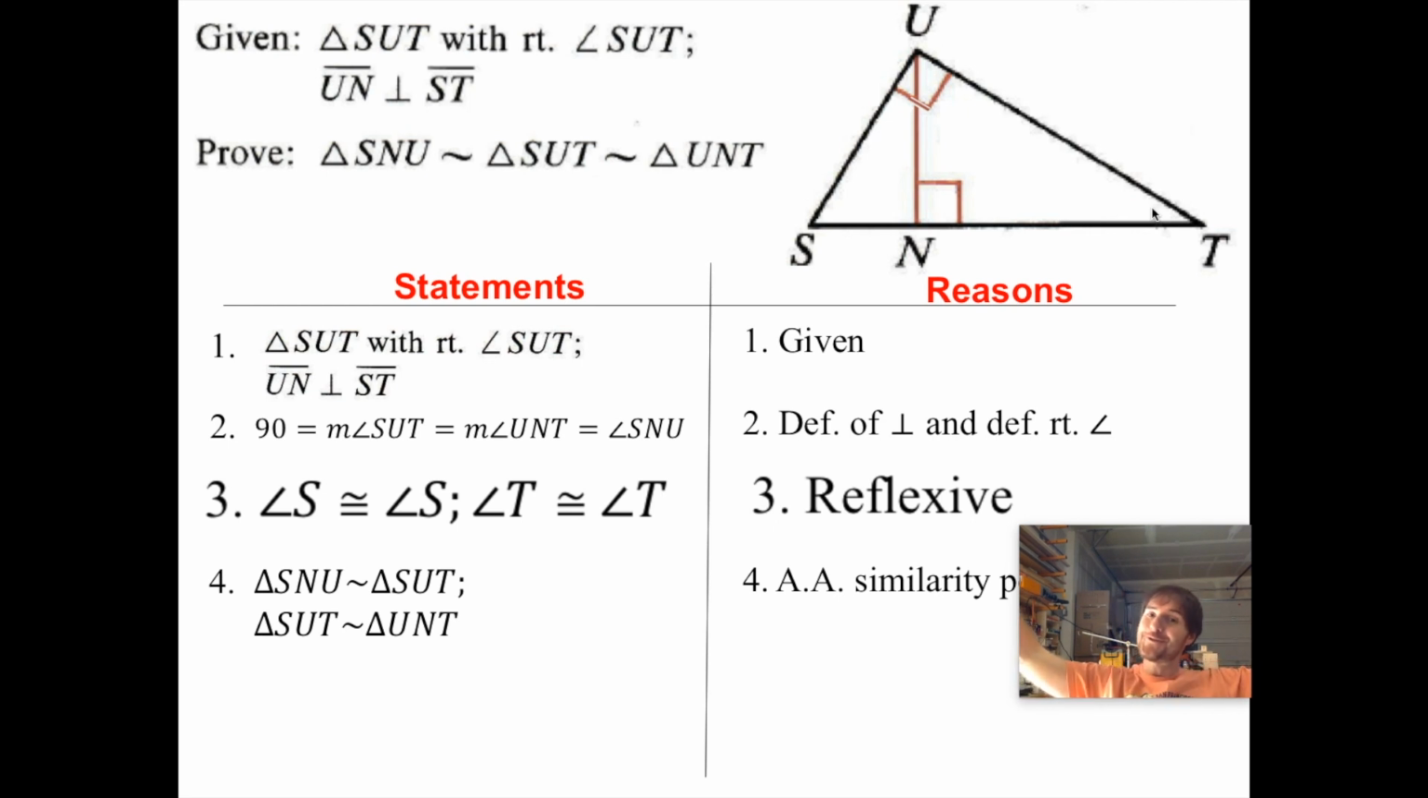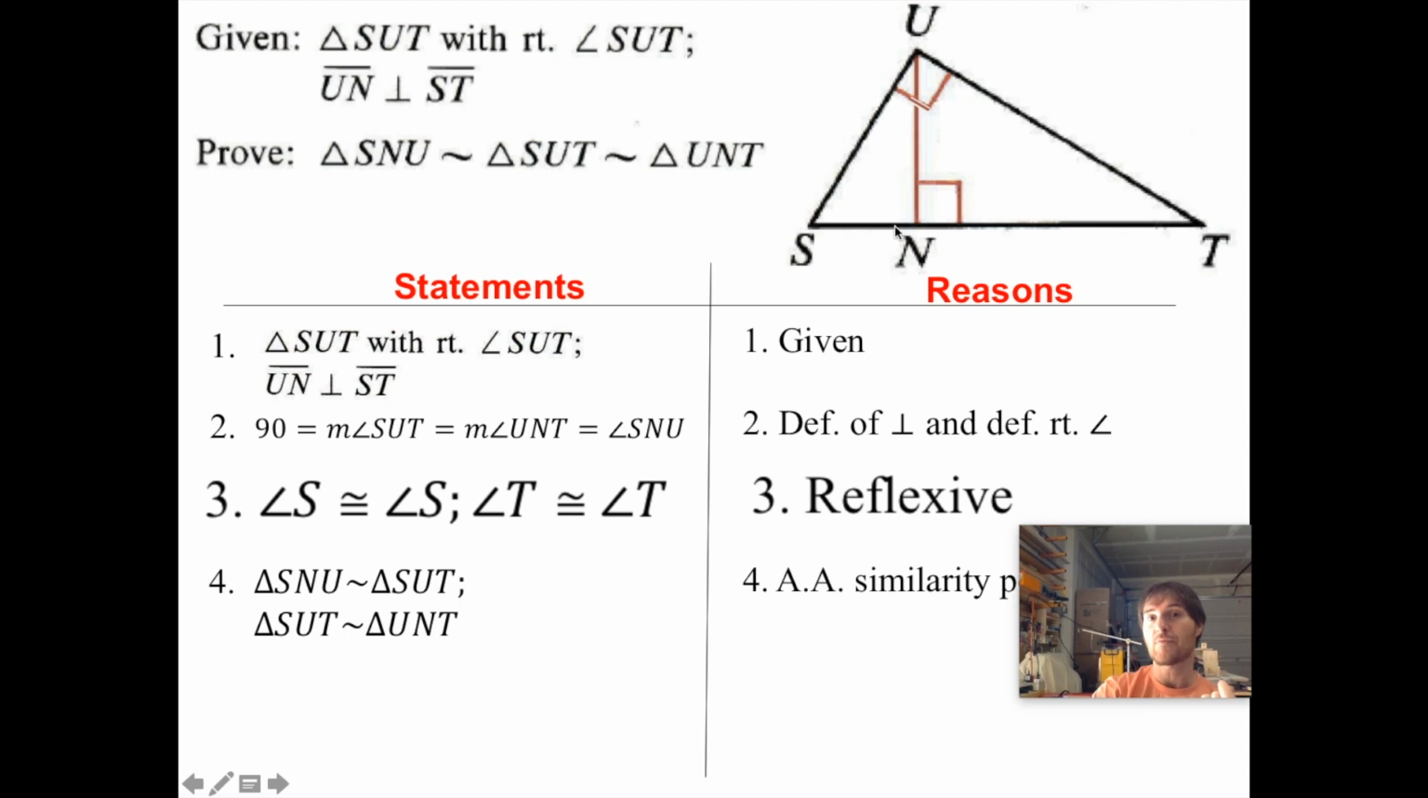We can only do it for two of the triangles so far. Check it out here. So we know that these are all 90 degrees. So that's all fine and dandy. But here we just said angle S. So angle S is in SNU. It's in SUT. So SNU and SUT must be similar by AA because angle S is in both of those triangles here. This is SNU, that's the small guy. SUT is the largest guy.